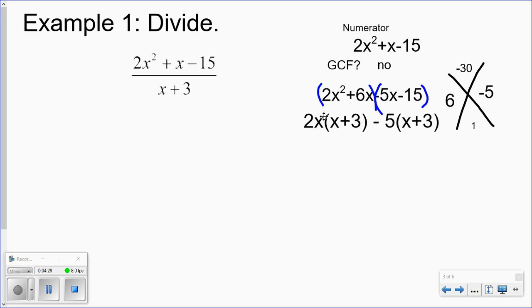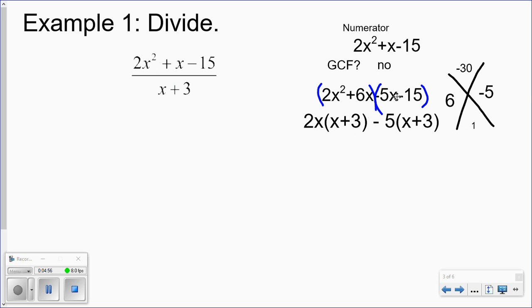So I take the 2x out, and I'm dividing each one by 2x. So 2x squared divided by 2x, well, 2 divided by 2 will give me 1. X squared divided by x just leaves me with an x. Do that same thing for the other one. 6 divided by 2 gives me 3. X divided by x, they cancel each other out, gives you 1. So no x's for that term.